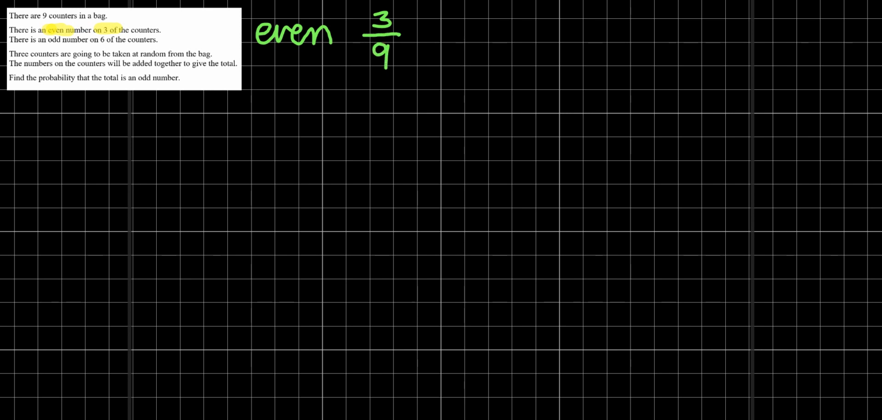And you've got the odd number. Probability of having odd is 6 out of 9. 3 counters are going to be taken at random. That means we're going to set up a probability tree diagram with 3 sections happening.